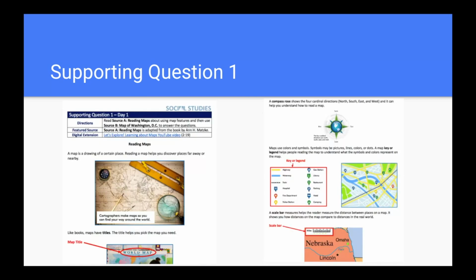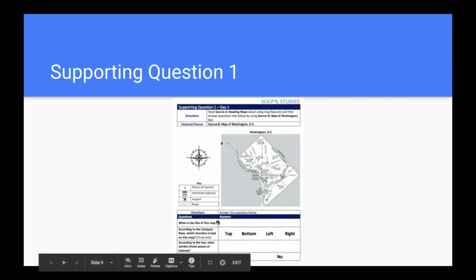After you explore the text reading maps, you will be asked to analyze a map of DC using some of the features such as the title, the compass rose, and the key.